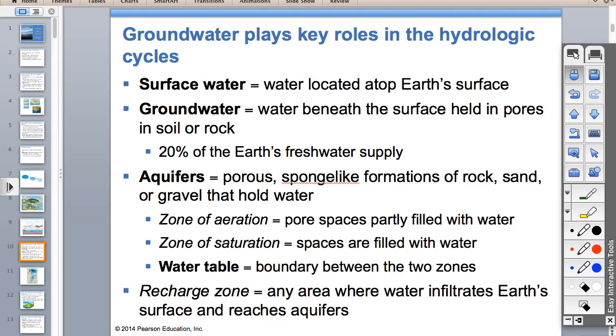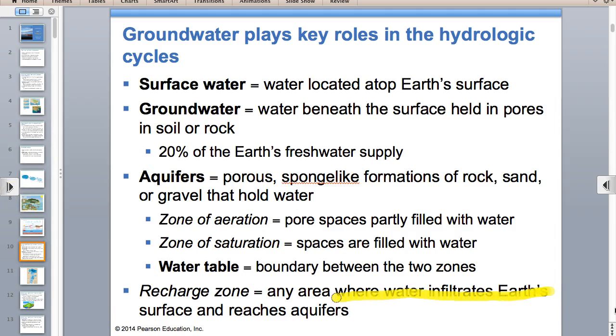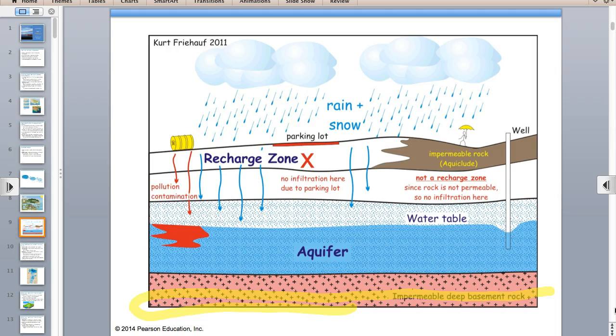So here's everything I just told you. I would highlight this. I did want to mention the recharge zone. And on the AP exam, what's going to happen with the recharge zone is, here, let me go back a picture. See all this land up here? That land where water can infiltrate or go back into the ground, that's the recharge zone. If I have a parking lot right here, then water cannot infiltrate right there.